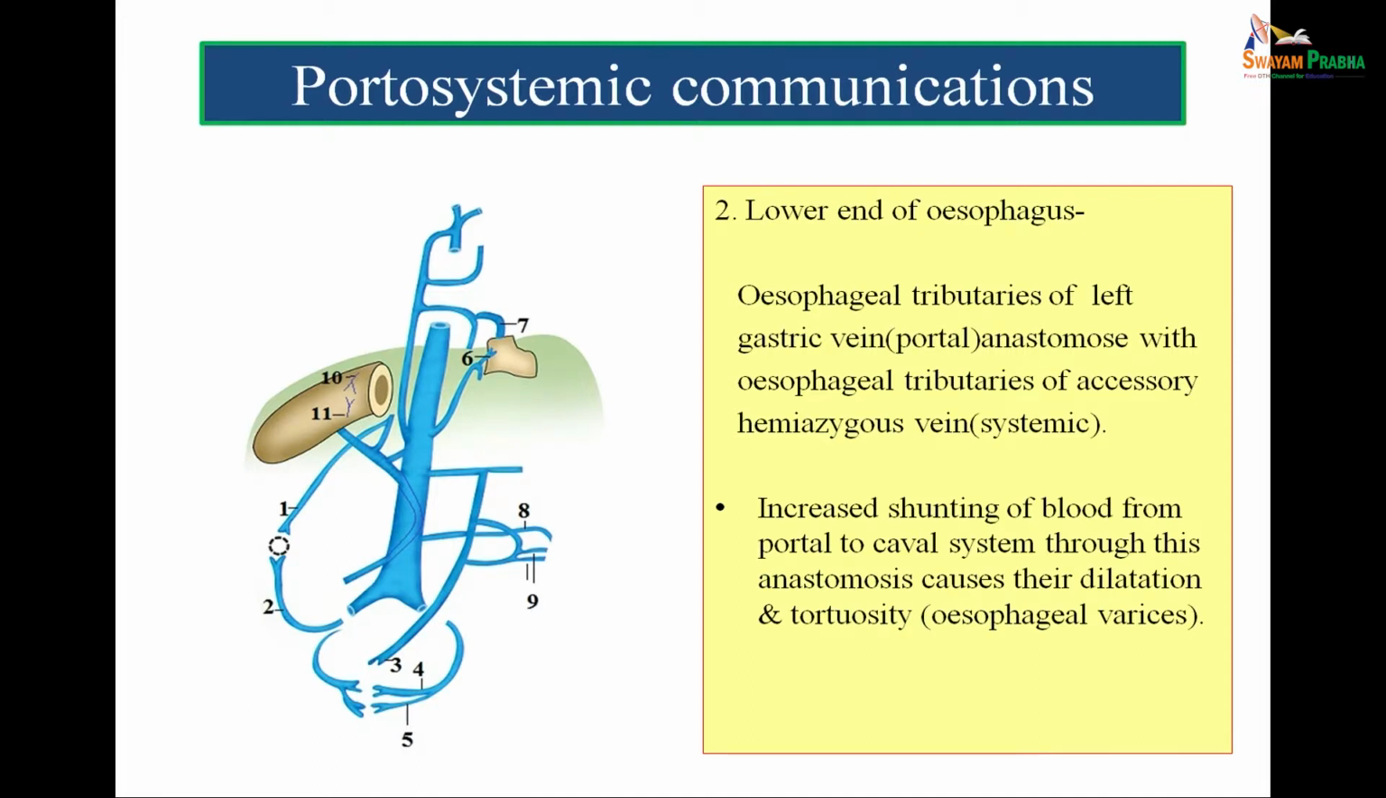Again, if you see 8 and 9, now 9 represents the portal system, that is the veins of retroperitoneal organs like colon, duodenum, and 8 represents the veins of the posterior abdominal wall, called the veins of Retzius, and the veins pertaining to the renal capsule. So, here again portosystemic anastomosis is taking place. It is very important to understand the location and the communication between the portal and systemic systems at different sites.